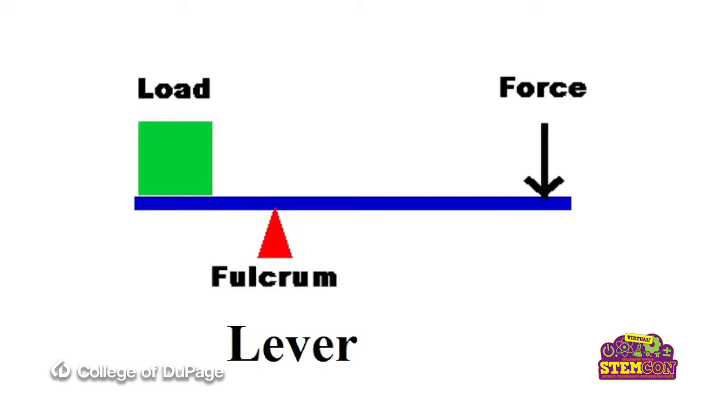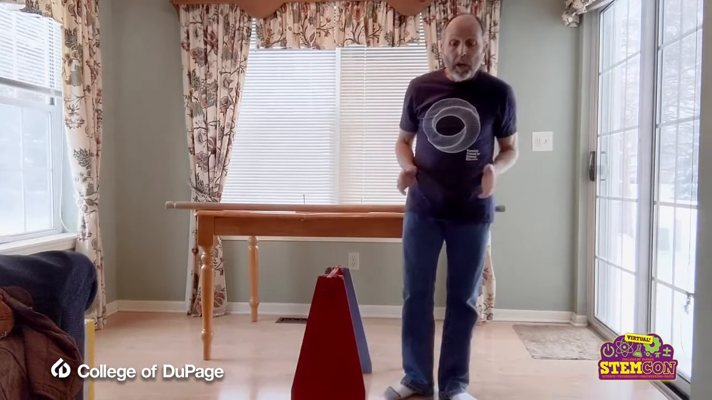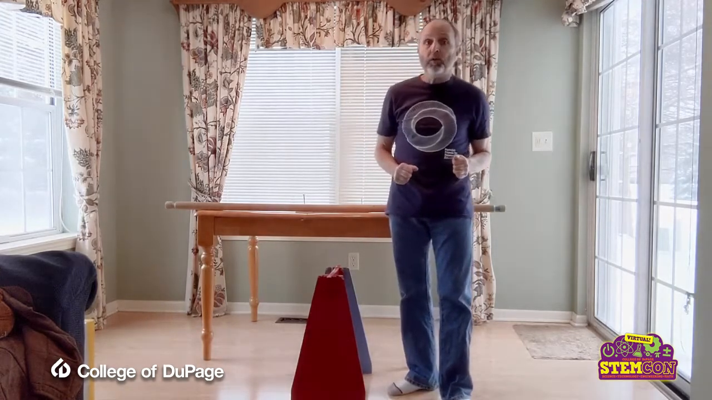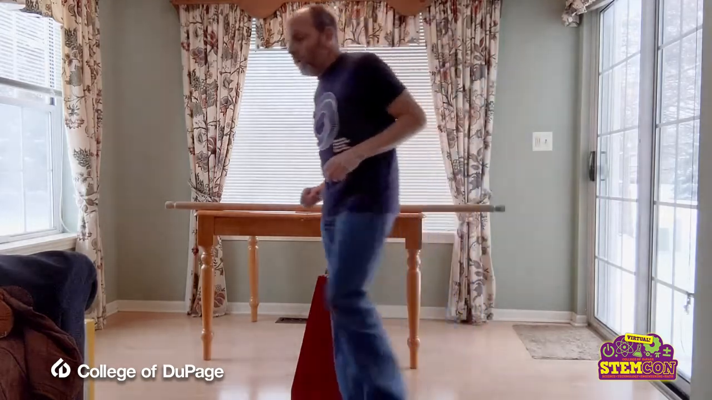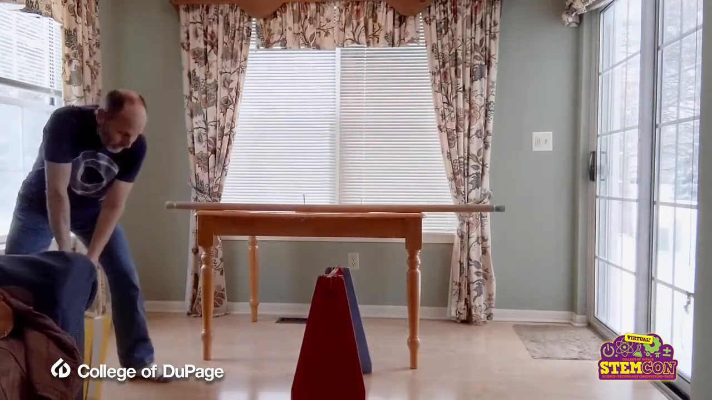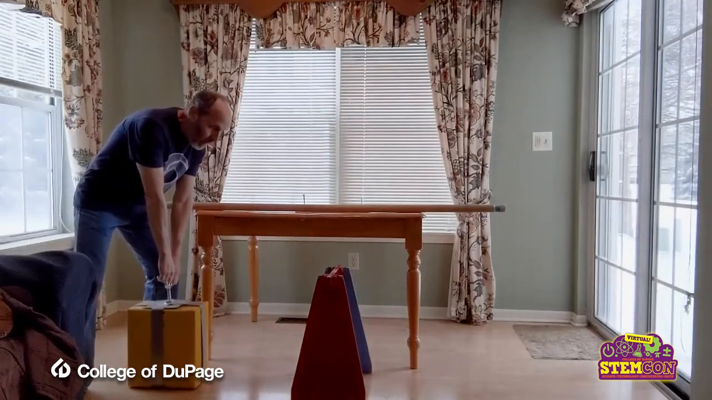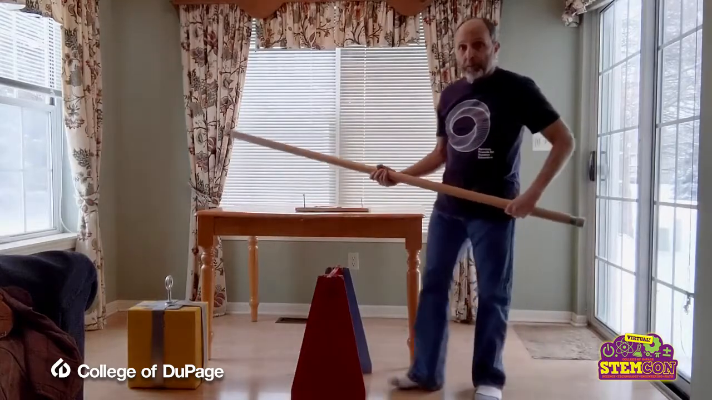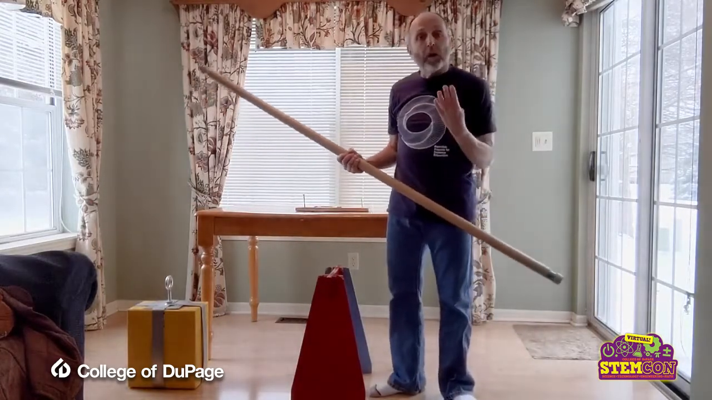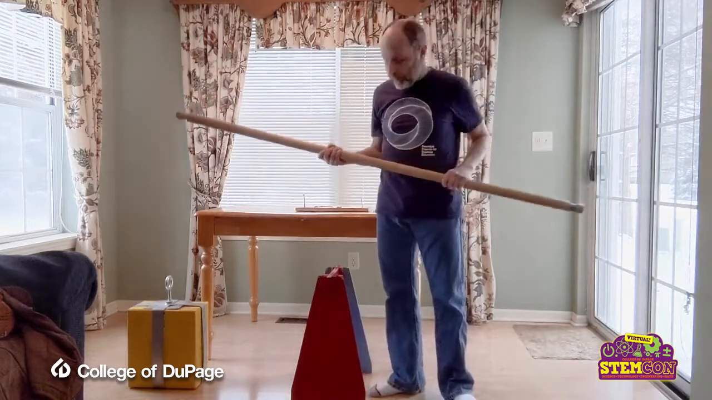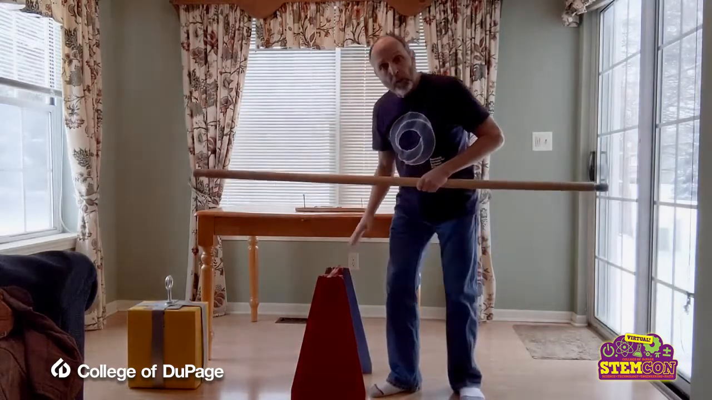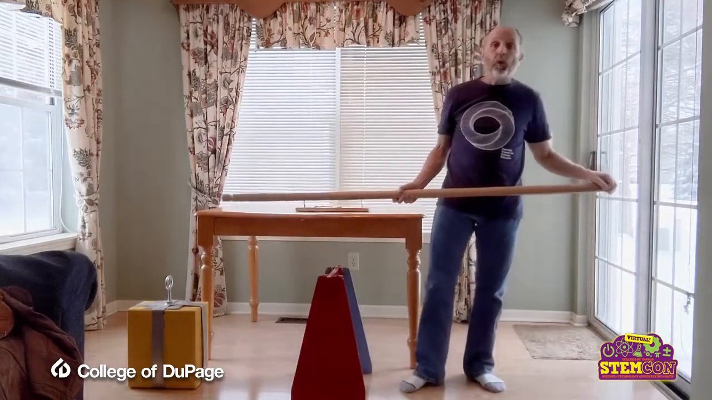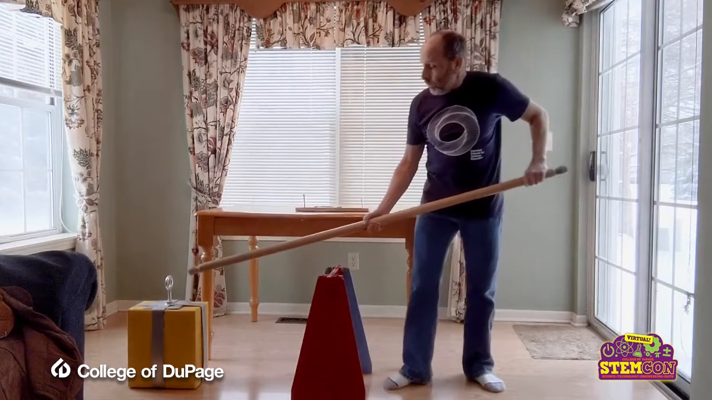So the first simple machine that I want to talk about is the lever. The lever is defined as a bar which rests on a support to lift or move something. And I'm going to use a lever right now to lift a load. I've got this load right here. It weighs about 40 pounds, so it's kind of heavy. And I'm going to lift it using a lever. Now, a lever consists of four main components. You have a bar, you have a support or a fulcrum, you have your load, and then the fourth component would be the force that I'm going to apply to lift that load.